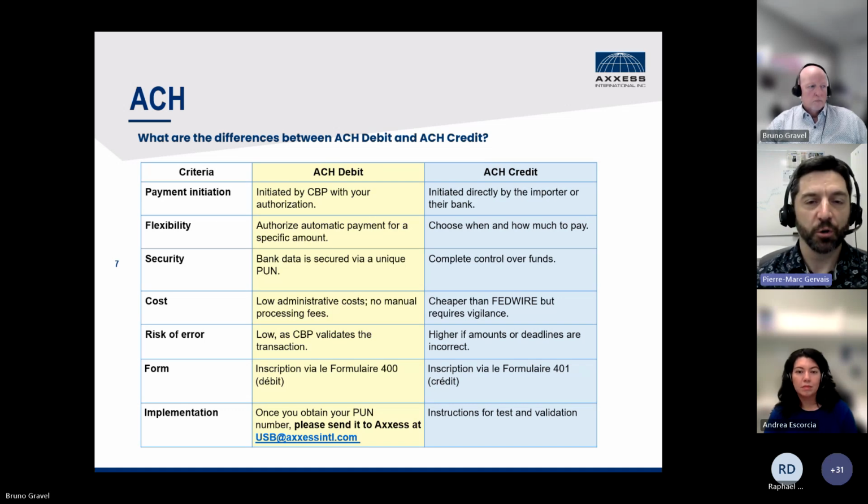Both systems are low cost, with low administrative costs, and there is no processing fee with ACH debit. But for the full cost, you need to check with your bank since they offer different packages or options that can make you have different costs depending on the option that you choose.